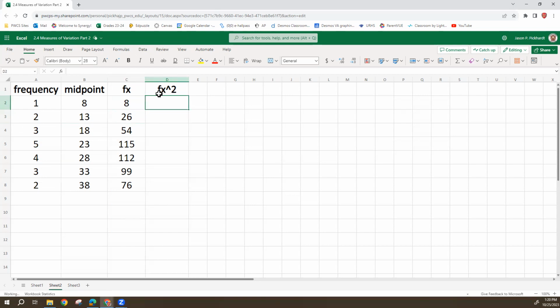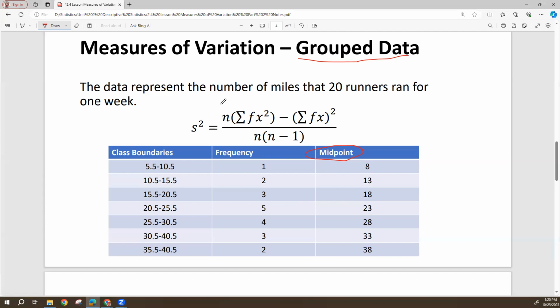I'm also going to take my frequencies and multiply by my midpoint squared. So we have this formula here for how to calculate the standard deviation based on a grouped data set. It's pretty complicated looking, but if we use our technology, the calculations become a little bit simpler. We're going to take n, our sample size, or our number of data points, multiply it by our frequency times our midpoint squared, which we're going to go calculate. Subtract from that our frequency times our midpoints all squared.